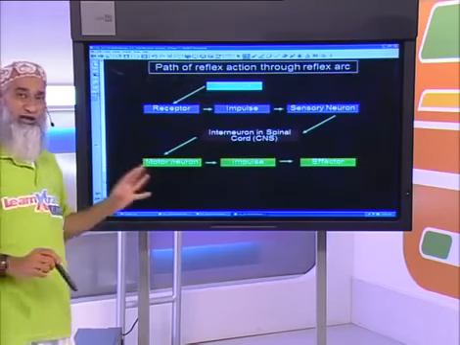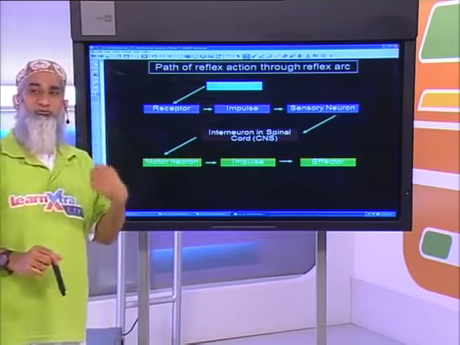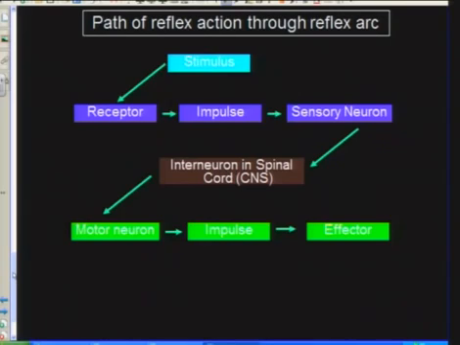Now look at this flow diagram. Again, it's put here to show you how to make a flow diagram of your work. Everything starts with a stimulus. The stimulus is picked up by a receptor. The receptor converts it to an impulse and takes it to a sensory neuron. The sensory neuron goes to the spinal cord, which represents the central nervous system. That then takes the impulse to an interneuron in the spinal cord, then a motor neuron, and that leaves the spinal cord as an impulse and goes to the effector to bring about a response.